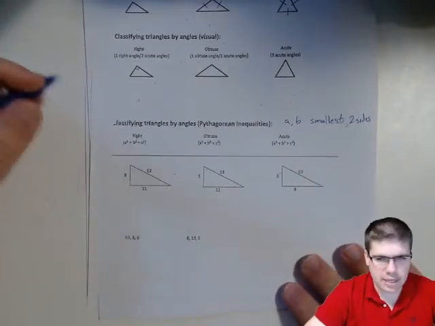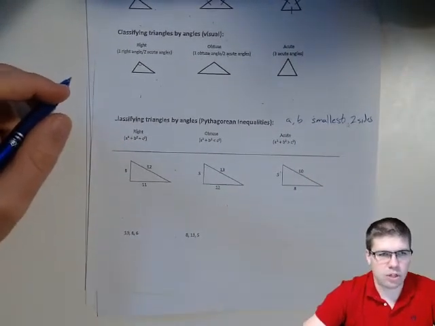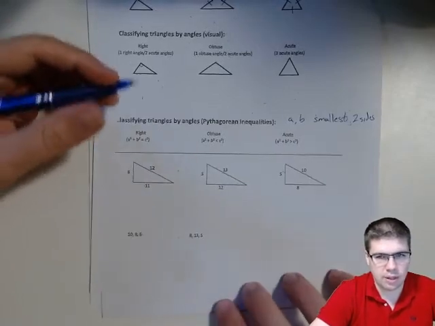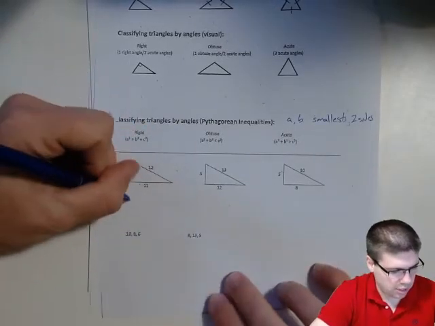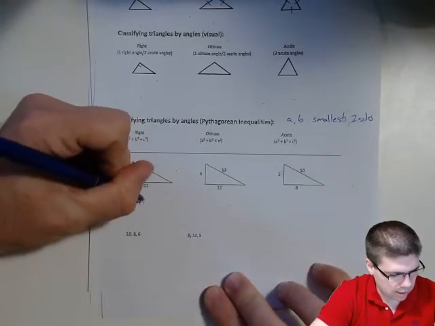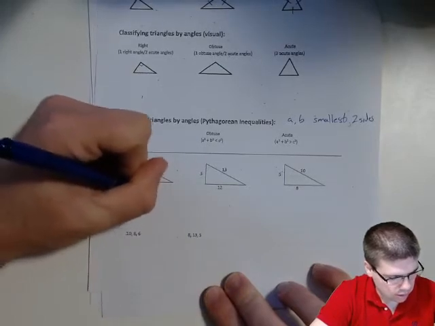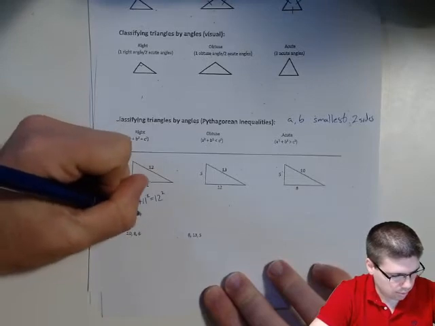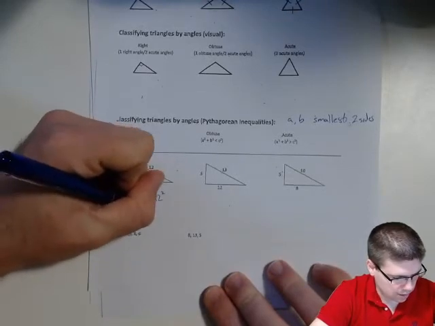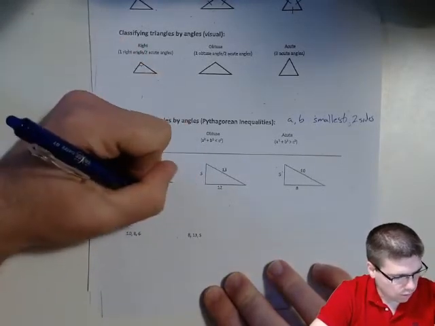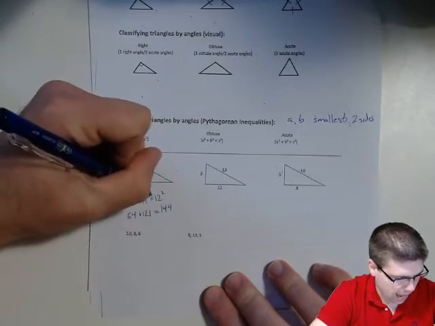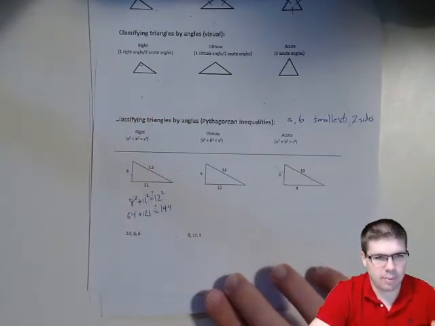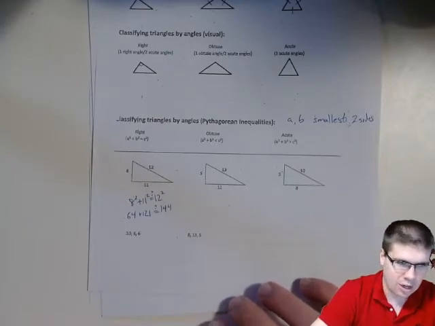So if this sets up for a Pythagorean theorem, then if it's a right triangle, these should be equal. So I should have 8 squared plus 11 squared equals 12 squared. That is 64 plus 121. Does that equal 144? We're really asking this as a question right now.